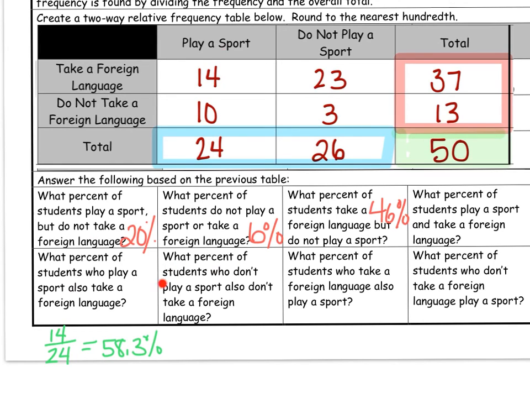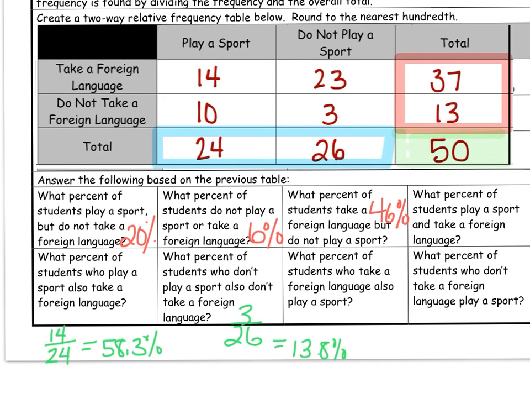What percent of students who don't play a sport? Well, how many students do not play a sport? That's 26. Of those students who do not play a sport, who also do not take a foreign language. So of those 26, 3 do not take a foreign language. And as a percent, that's about 13.8%.